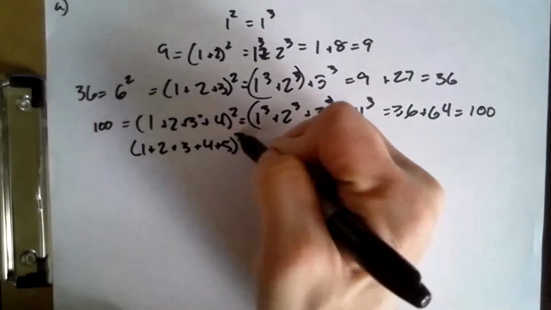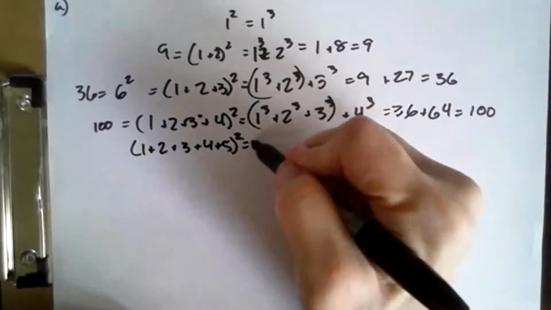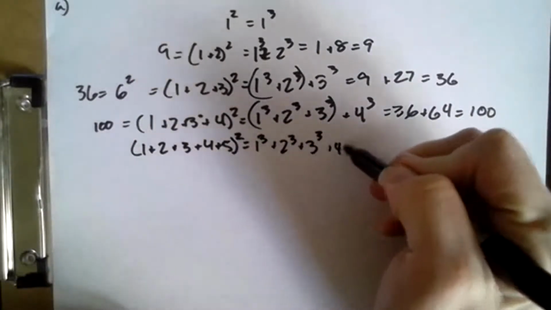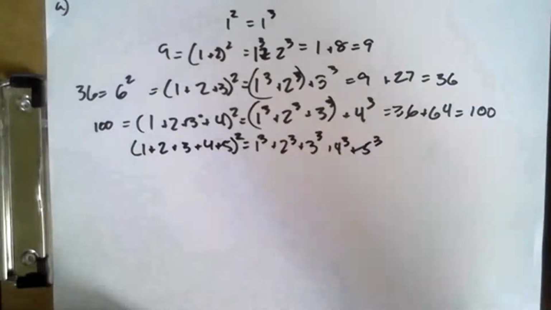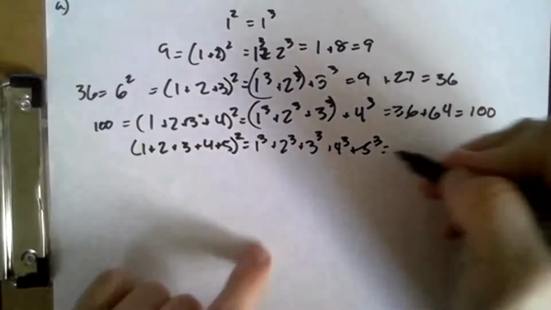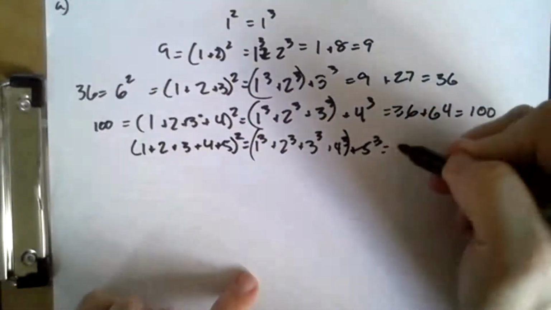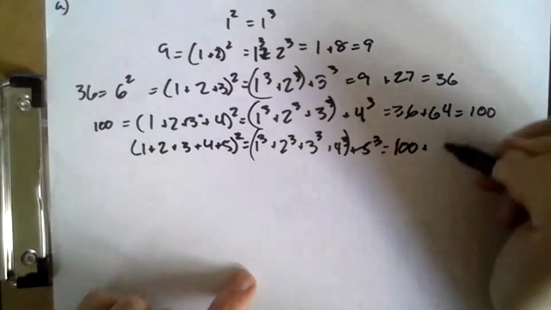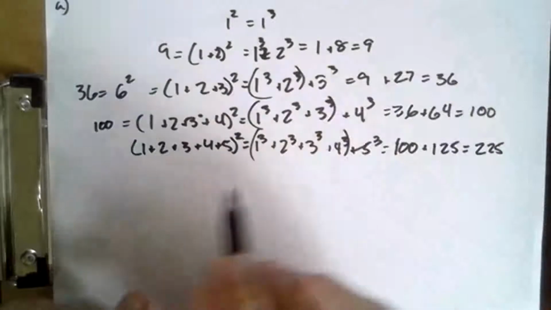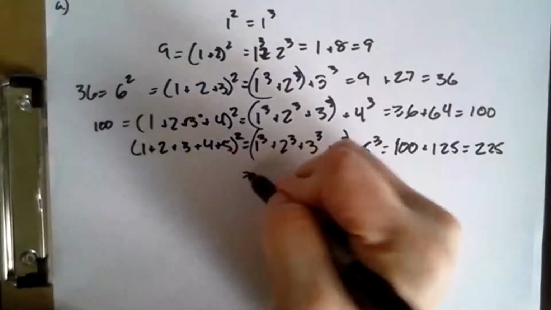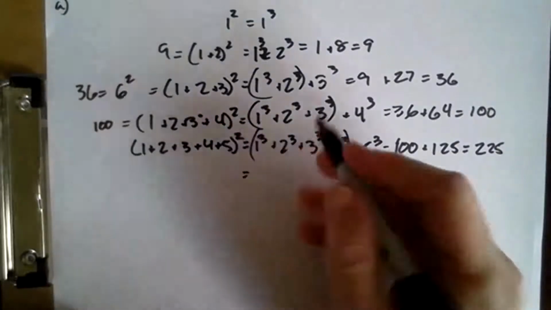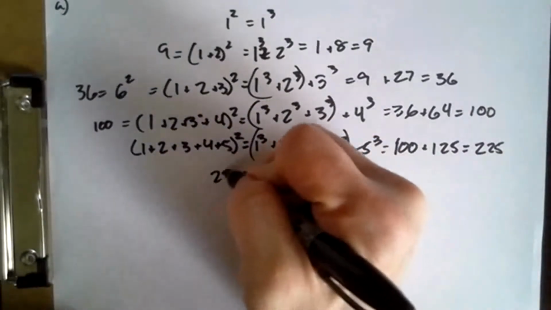So the next element in this pattern should be 1 plus 2 plus 3 plus 4 plus 5 squared equals 1 cubed plus 2 cubed plus 3 cubed plus 4 cubed plus 5 cubed. Okay, so on this side, we've got 100 for our first 4 terms, plus 5 cubed is 125, is 225. Well, this down here is 15. 1 plus 2 plus 3 plus 4 is 10, plus 5 is 15, and we square that, we get 225.